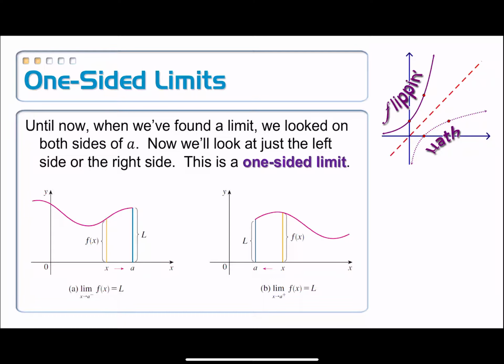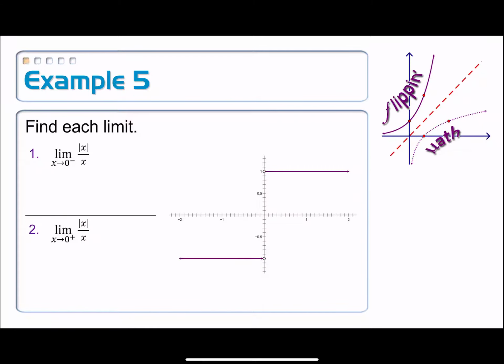Over here on the left-hand side, we have the limit as x approaches a from the left of f of x is equal to L. So this means I only look on the left side of a, numbers that are smaller than a, and our function is approaching this L value, whatever that happens to be, and we could care less what's happening on the right-hand side. Likewise, the limit as x approaches a from the right of f of x is equal to L. This time I approach a from the right side, numbers that are bigger than a, and our graph is still approaching this L value, and we could care less what's happening on the left. So let's look at example 5, where we're finding each one of these one-sided limits.